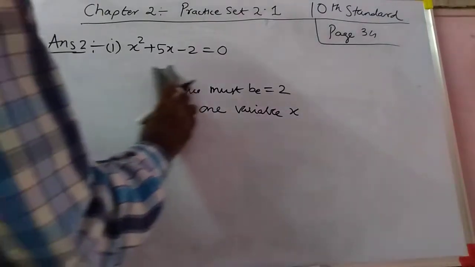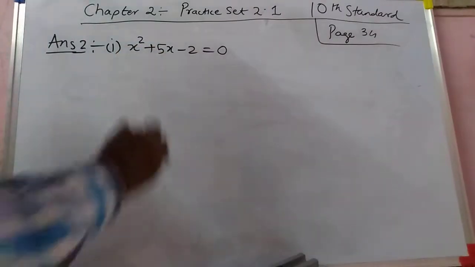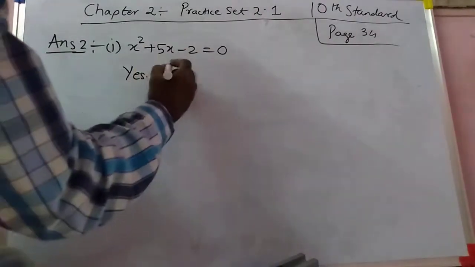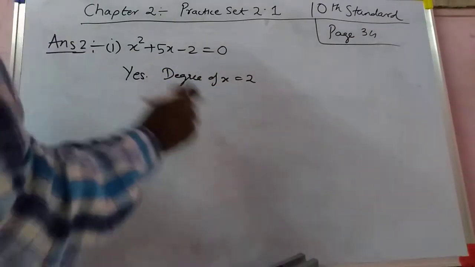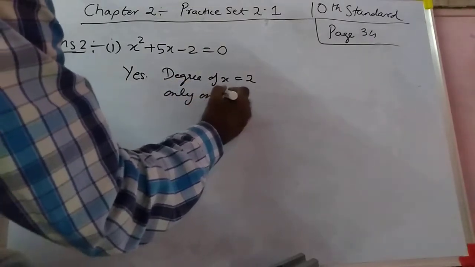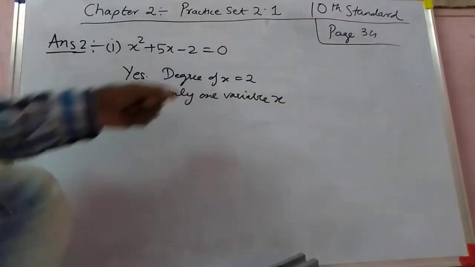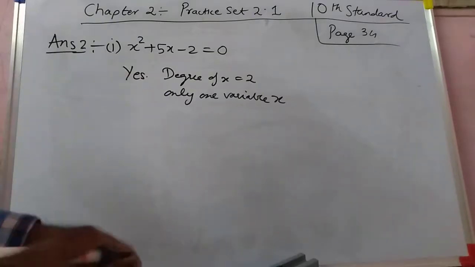So इसका आंसर कैसे लिखेंगे हम? Yes. Why? Because degree of x is equal to 2 and only one variable, x. So you have to write like this. Okay. So इसका आंसर ये है.